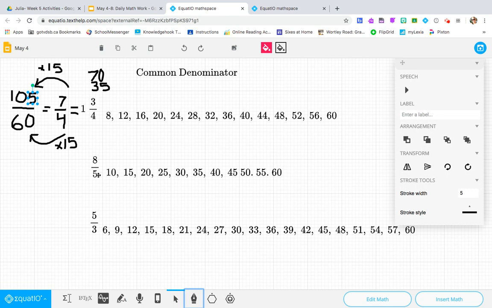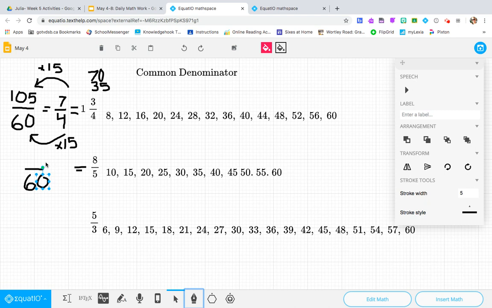Excellent. So this one is going to be part of our times tables here. We know that 5 times 12 is 60. So 5 times 12, common denominator of 60.